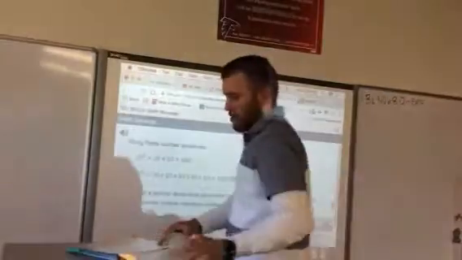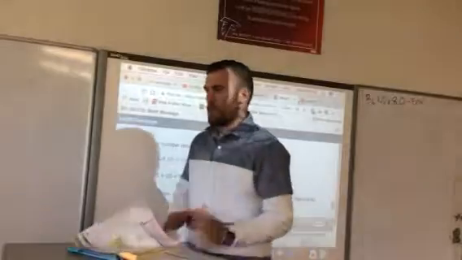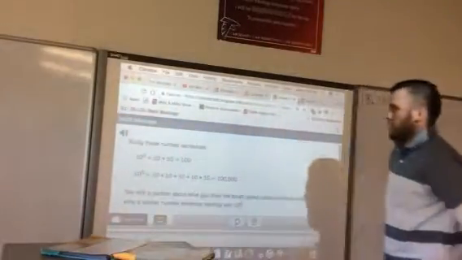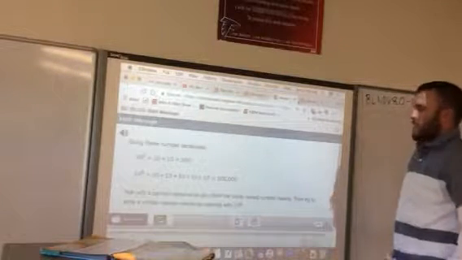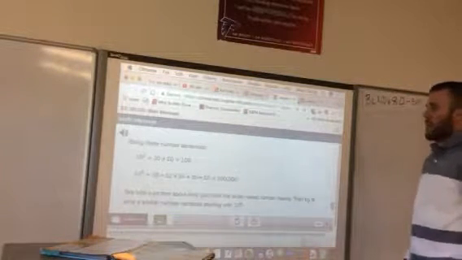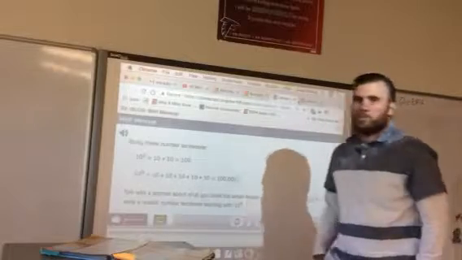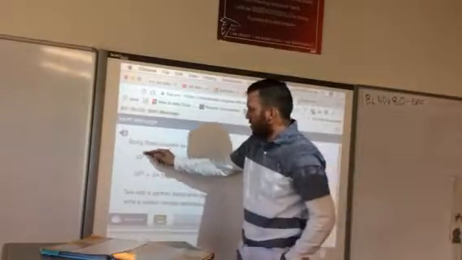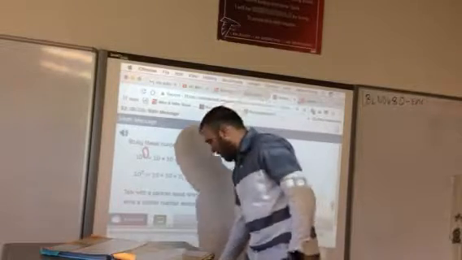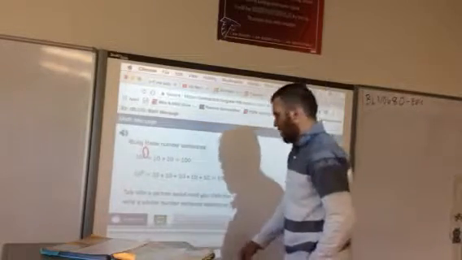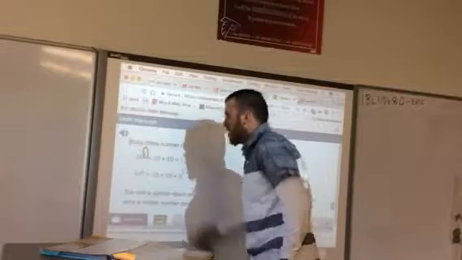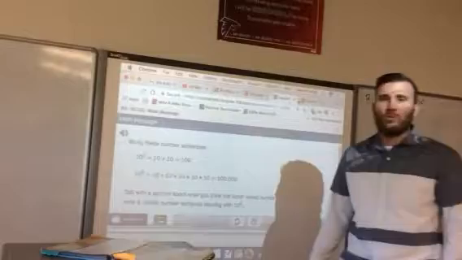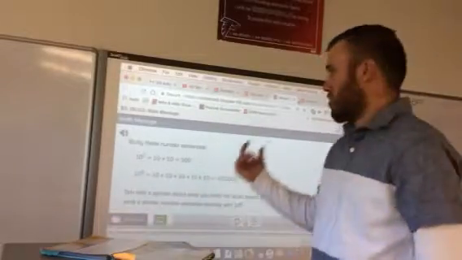All right, we are going to do 2-2 today, exponents and powers of 10. First thing it says, study these number sentences. It says 10 to the power of 2 equals 10 times 10 equals 100. This little number right here is called an exponent. A number that's smaller than the 10 is called an exponent. That is going to be a huge number when it comes to solving these problems.